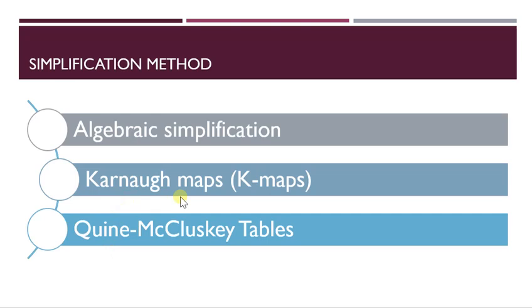The K-maps can only cater for up to 4 variables of inputs. But if we have more than 4 variables, we need to consider the Quine-McCluskey tables. However, for this chapter, we only concentrate on these two methods, which are the algebraic simplification and also the Karnaugh maps.